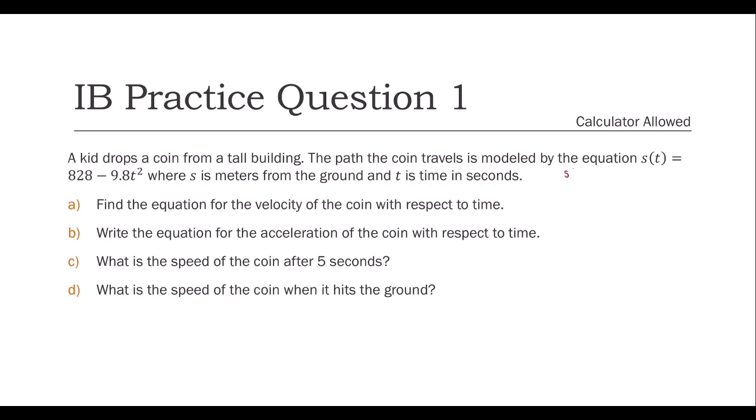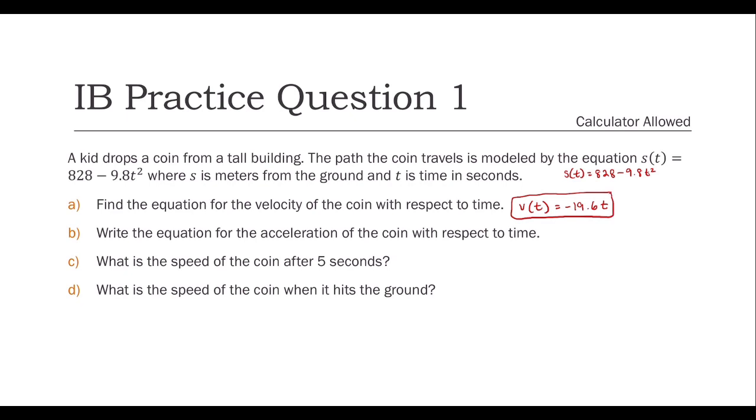So our velocity is the derivative of our position. So our position is this equation. So the derivative of that is velocity. The derivative of our constant is 0. And then we have negative 9.8 times 2, which would give us negative 19.6 t. So that's our velocity equation.